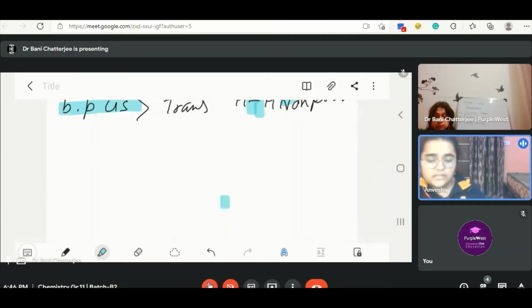And when two functional groups are on the opposite direction, they are known as trans. The trans isomers are non-polar and cis isomers are polar. That is why cis isomers have more boiling point as compared to the trans one. Very good. Okay. Now let us talk about the preparation.